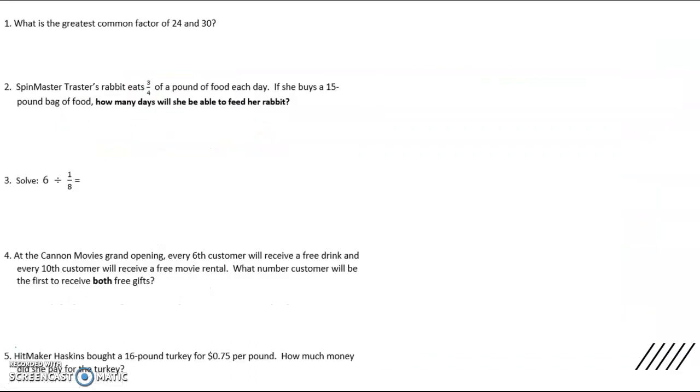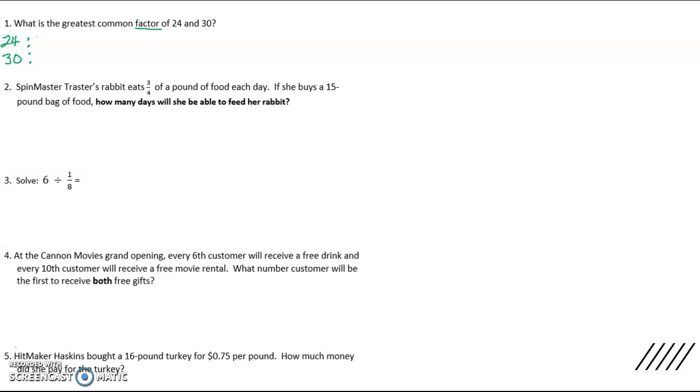Let's look at this very first problem, number 1. What is the greatest common factor of 24 and 30? So my first key thing to notice is wanting to know a factor. That means I am dividing up these numbers. So I'm going to put my 24 and my 30 here so that I can do the listing method. And I'm going to do this in pairs.